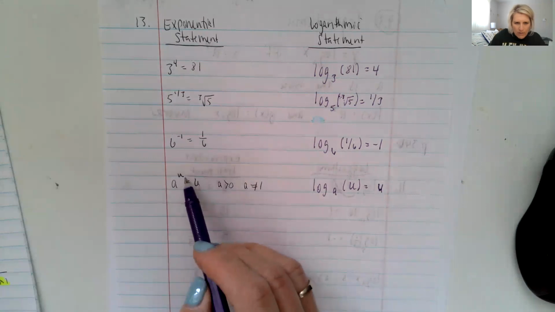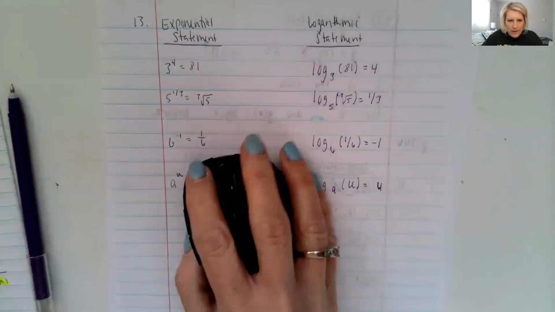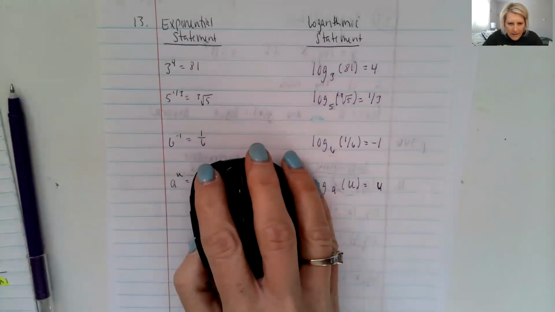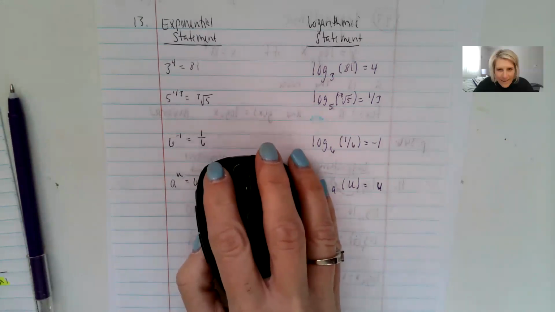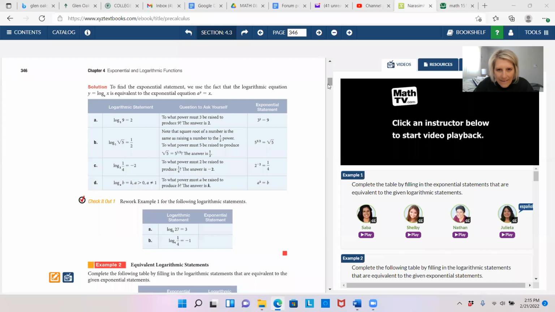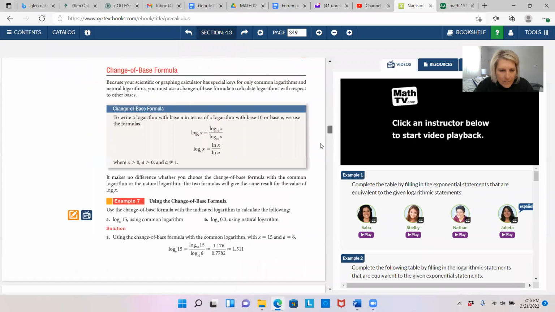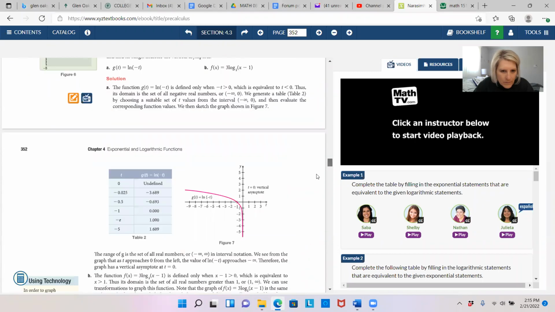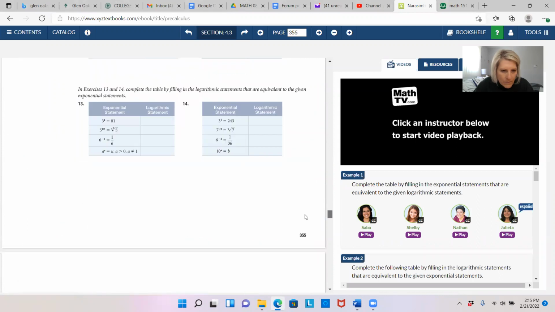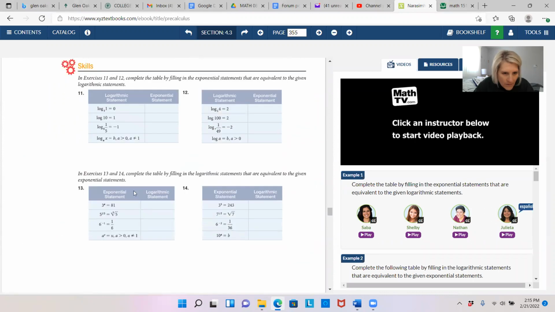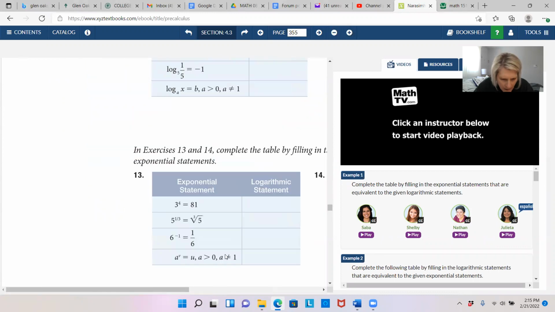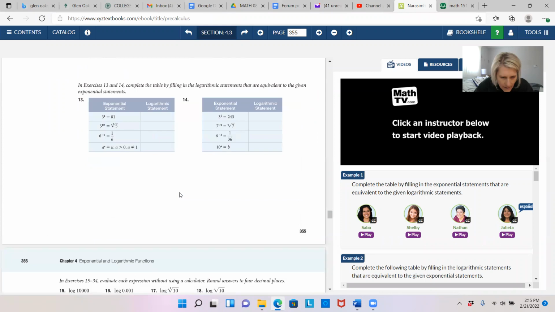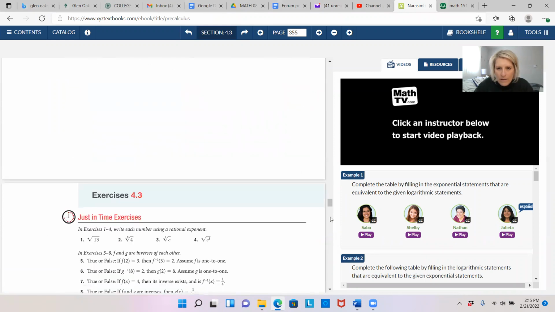I think this might be a V here. Let's look in the book. Oh, the letter is so little in the book, I can't even read it. I thought I had it. It's right here. Let's just zoom in. That is a V. It's a V. A to the V equals U. I'm glad to know that.